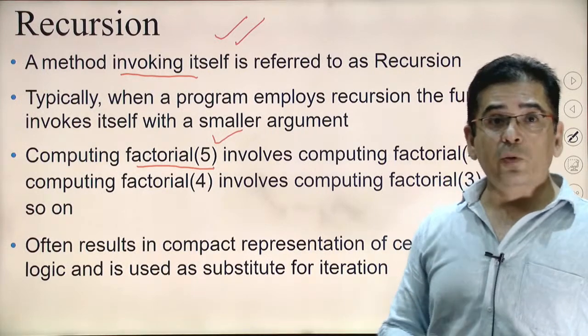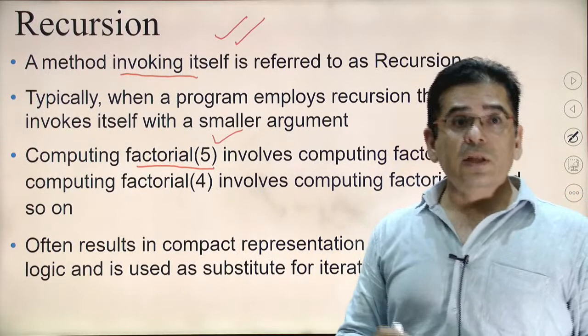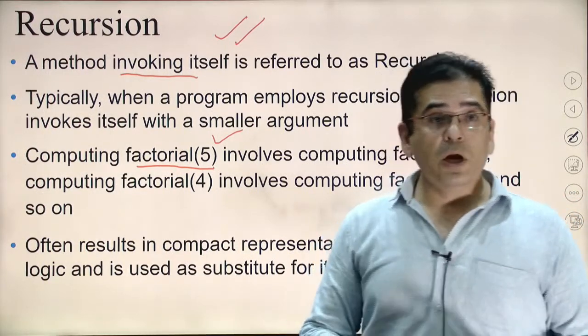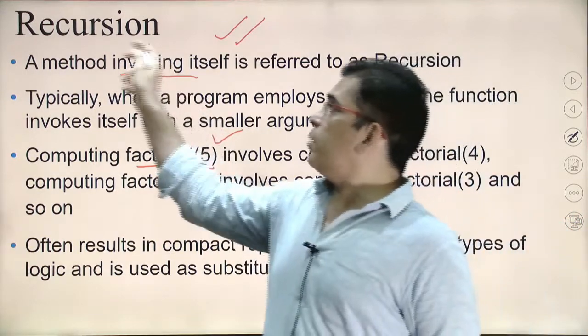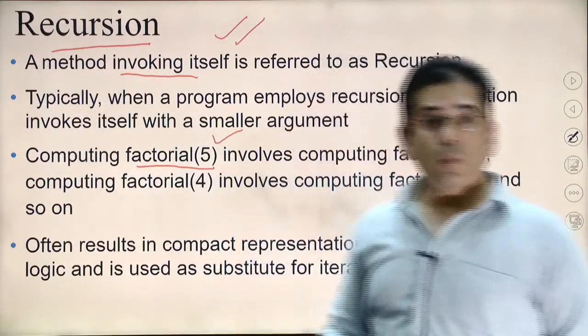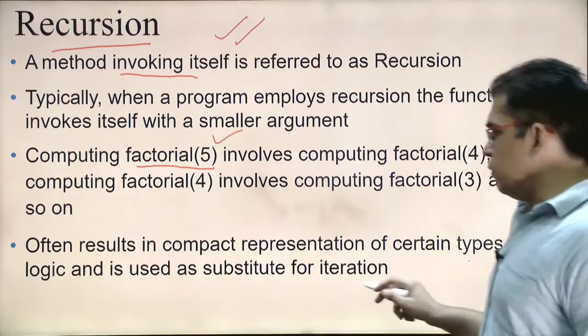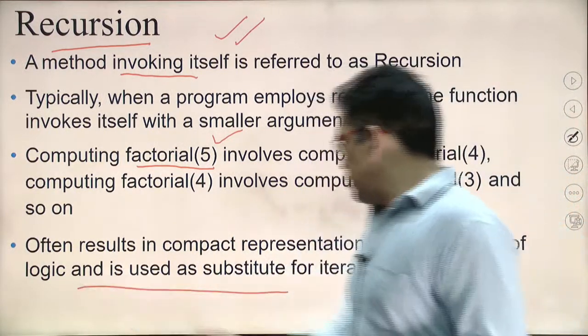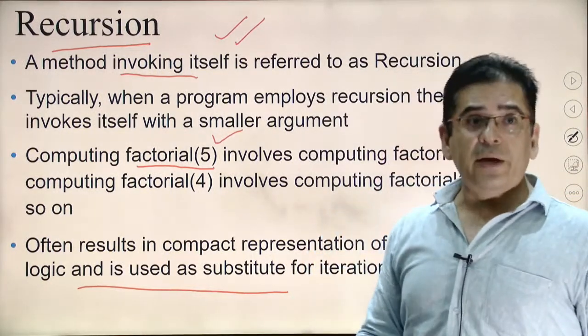Today I will help you with both the examples: computing the factorial by using iteration, and what its output is, and how the step by step output is different when I compute the factorial of a number using recursion. Recursion results in a compact representation of certain types of logic and is used as a substitute for iteration. So sometimes it is better than iteration.